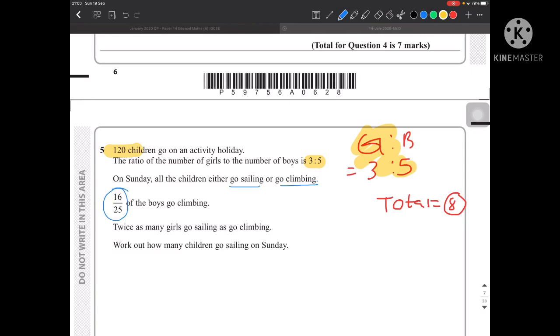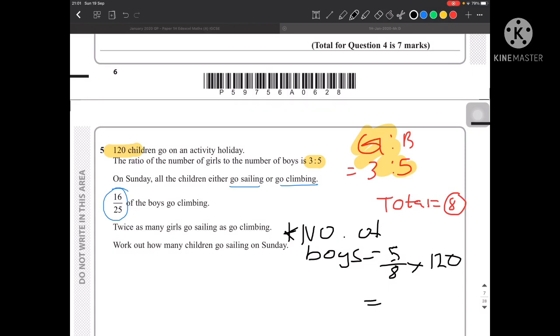Okay, so first we need to find the number of boys. Number of boys equals 5 over 8 multiplied by the total, which is 120, which gives us an answer of 5 over 8 times 120, that is 75. We have a total of 75 boys.